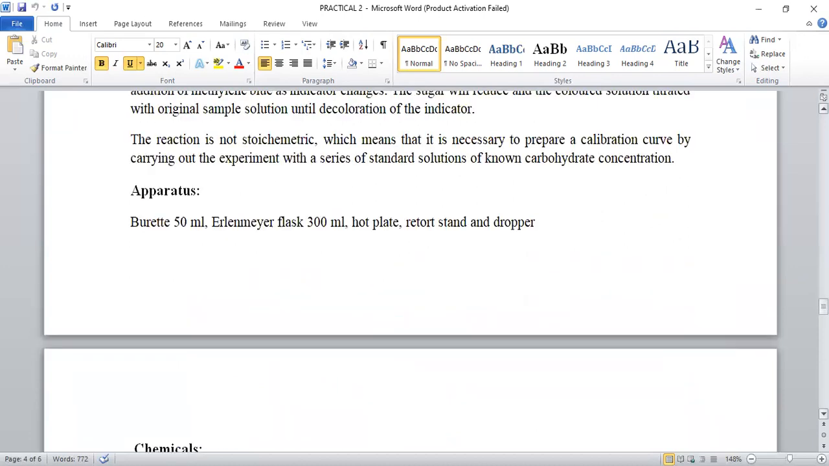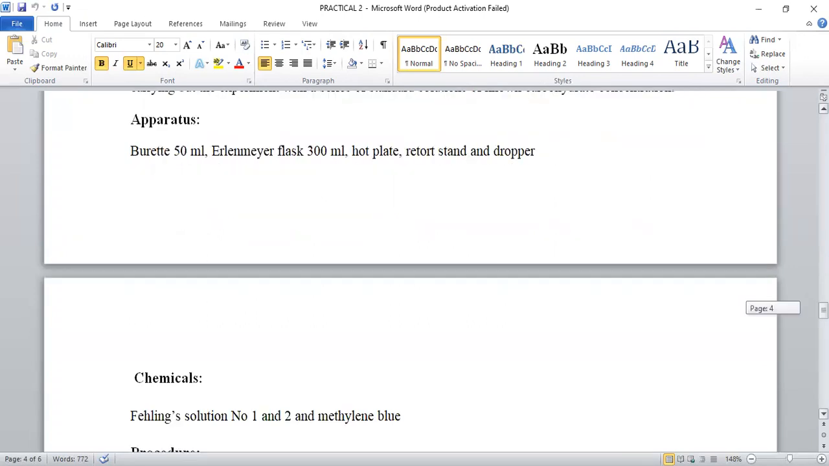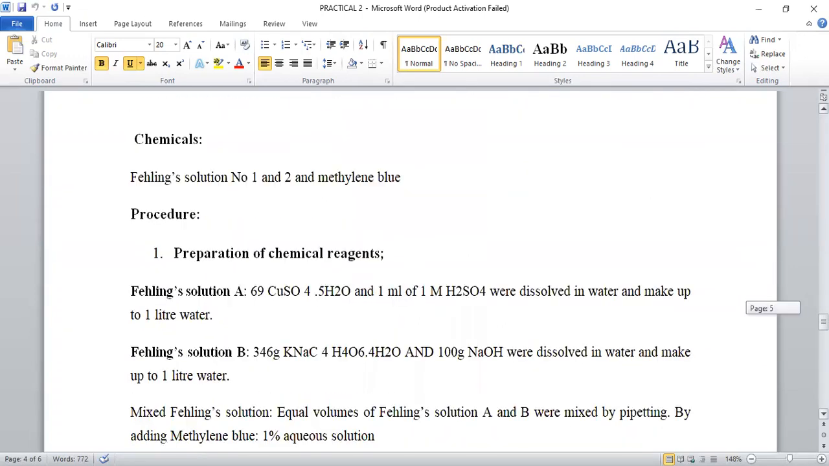Now we will see the apparatus of the Lane and Eynon titration method. Firstly, we will need a burette of 50 milliliters, an Erlenmeyer flask of 300 milliliters, a hot plate, a retort stand, and a dropper for this procedure. The chemicals that we are going to use are Fehling solutions number 1 and number 2, and methylene blue. Now we will see the procedure of this practical.